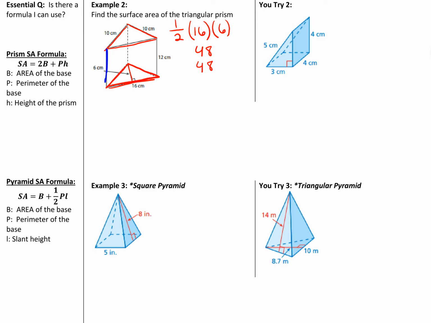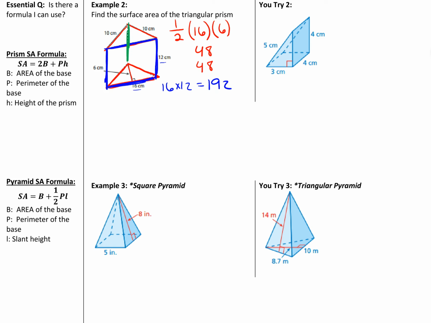We have this face right here on the front, which has dimensions of 16 and 12. So 16 times 12. And that gives us 192. Now we're not going to double this one because if we look, there's only this one face. There's only one face here that has those dimensions of 16 and 12.